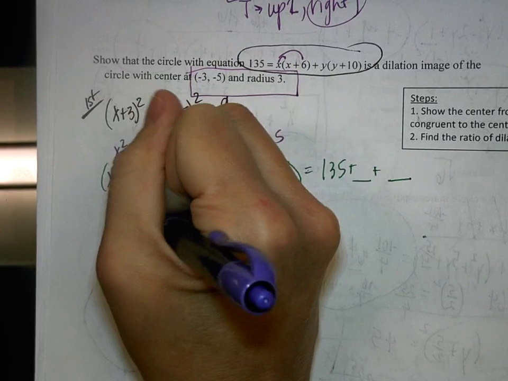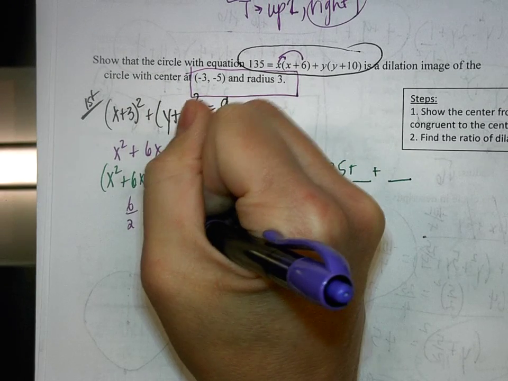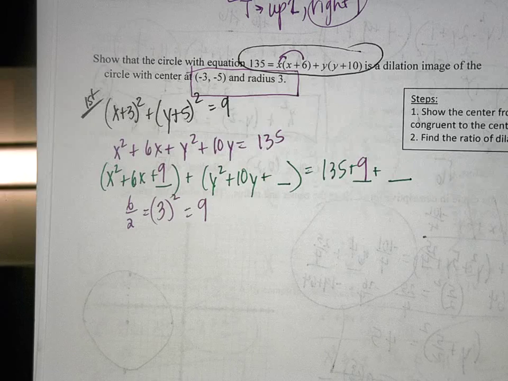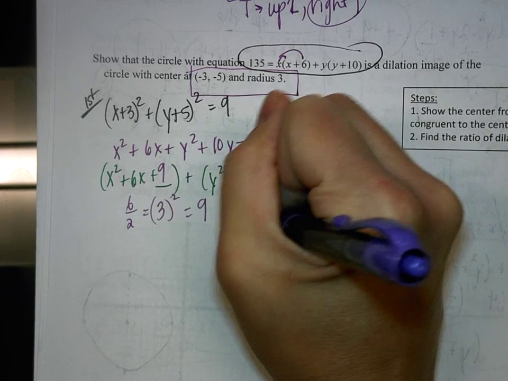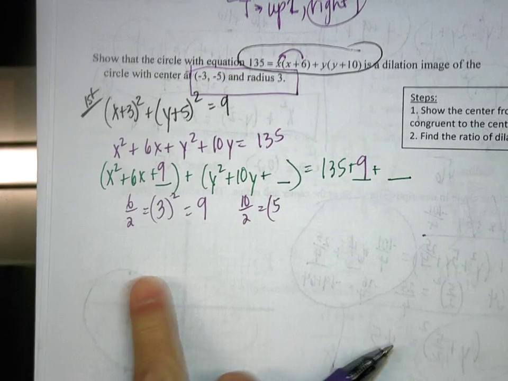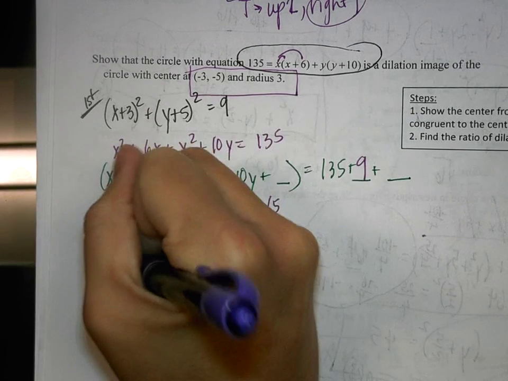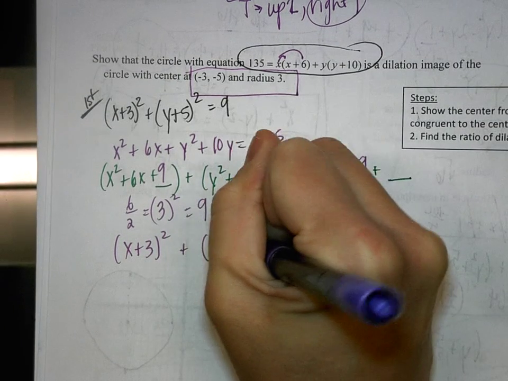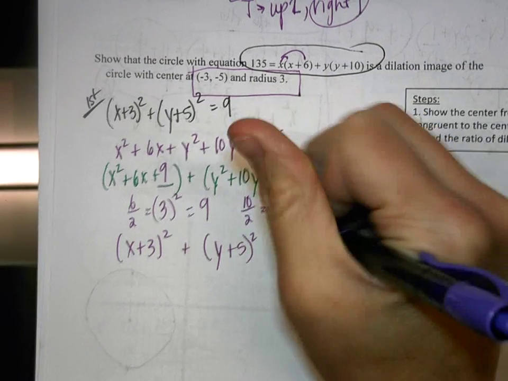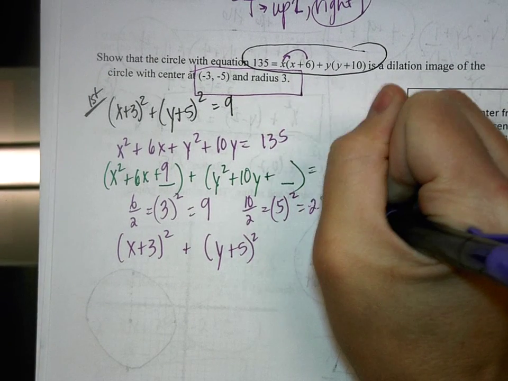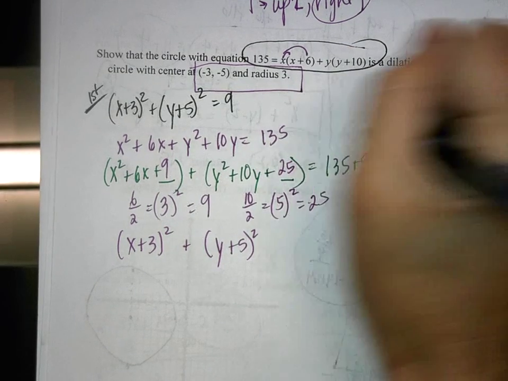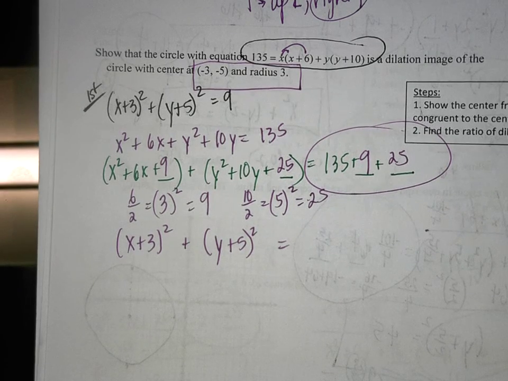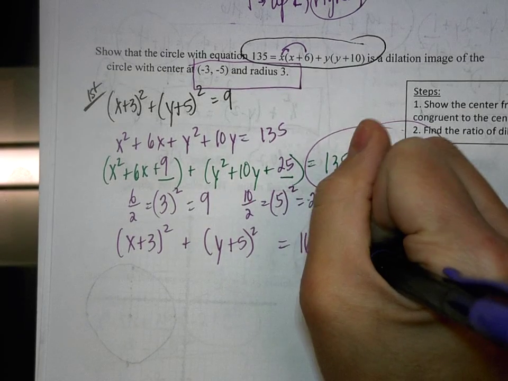All right, so we're going to take 6. 6 divided by 2 is 3, and 3 squared makes 9. Okay, next, we're going to go 10 divided by 2, which is 5. Oh, and I forgot, what is my equation? Good, x plus 3 squared. Okay, 10 divided by 2 is 5, so my next one will be y plus 5 squared, good. And then 5 squared makes 25. 25 goes in my second blanks. And we have to add those numbers up together. 135 plus 9 plus 25 equals 169.